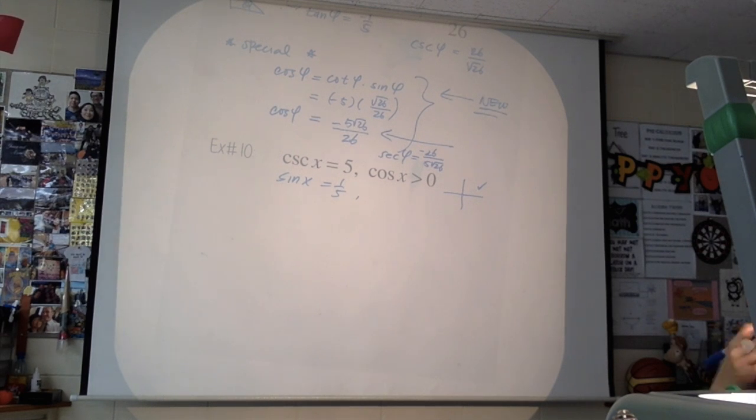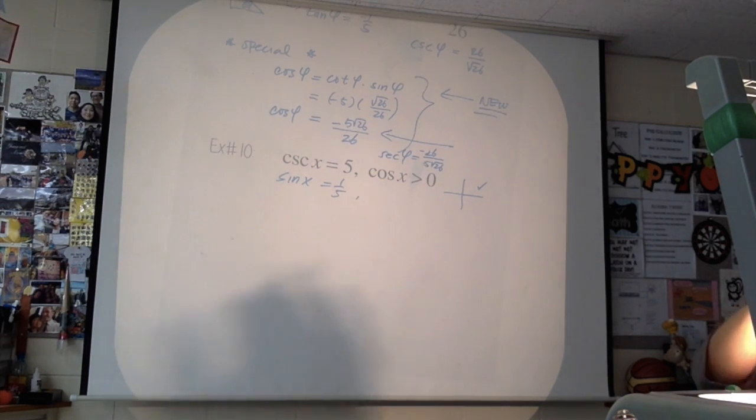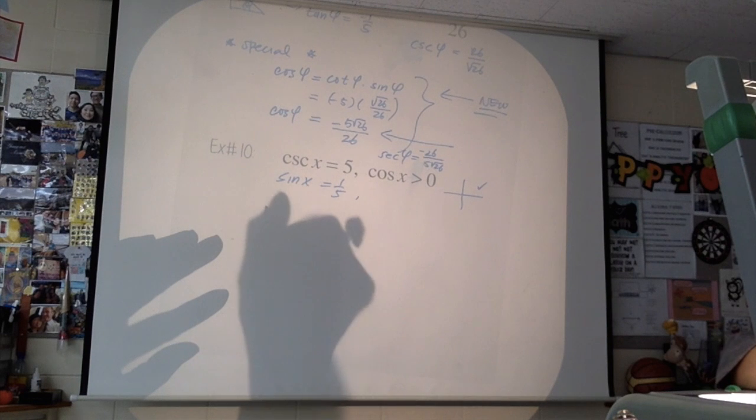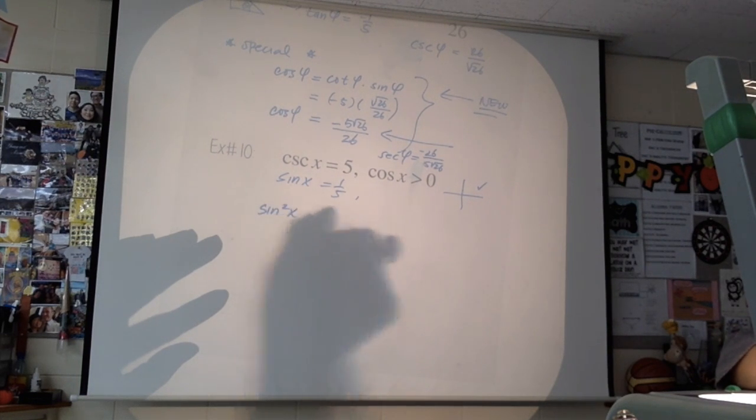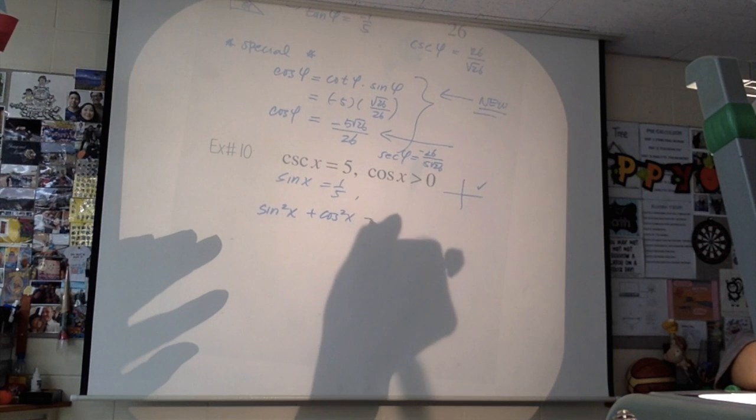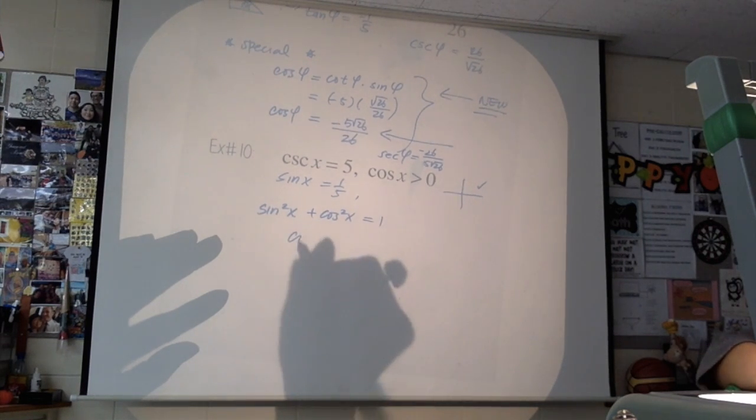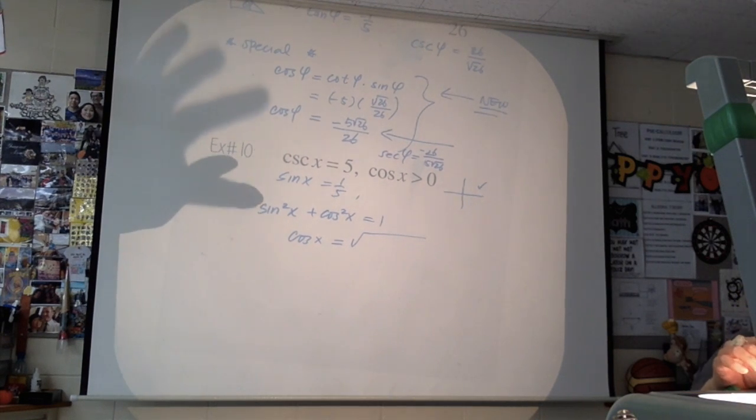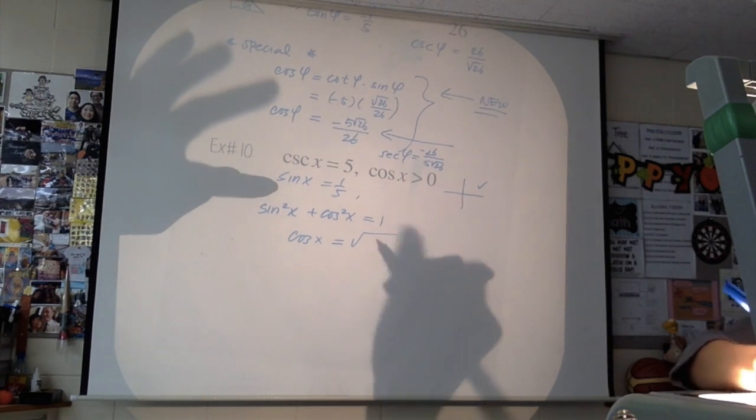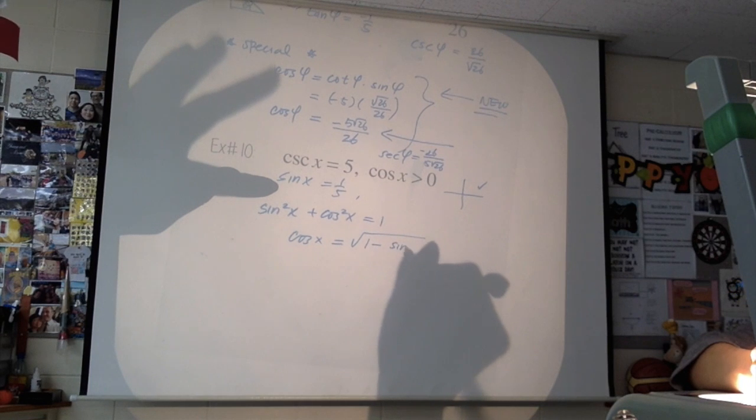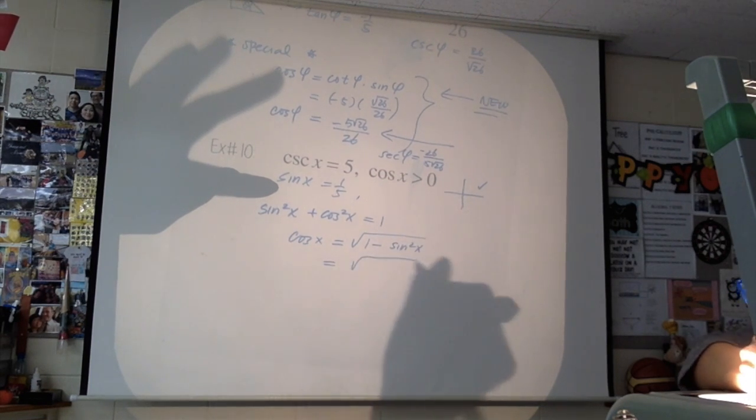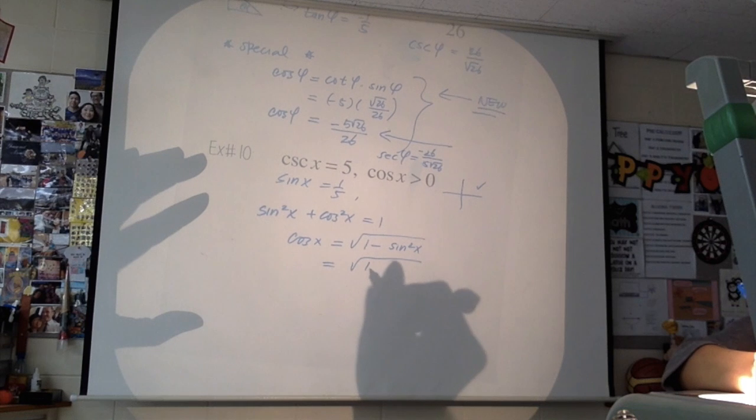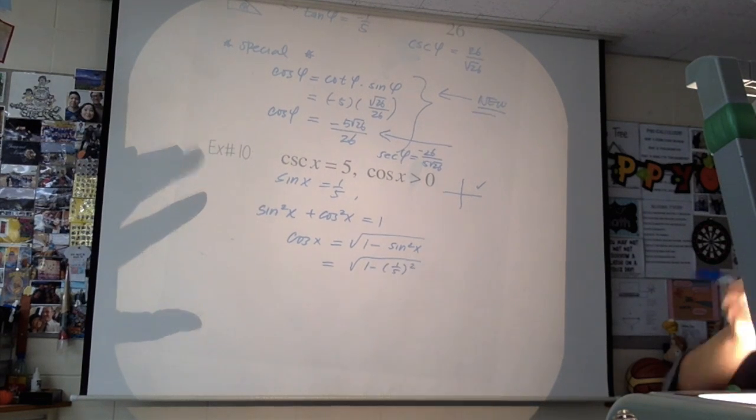Let's see, which identity can we use based on what's given to us? I'm going to use this one: sine squared x plus cosine squared x equals 1. So what is cosine x? I'm just going to not do the calculations. It's basically 1 minus sine squared x. But what's our sine? Isn't it 1/5? So it's going to be 1 minus 1/5 squared.